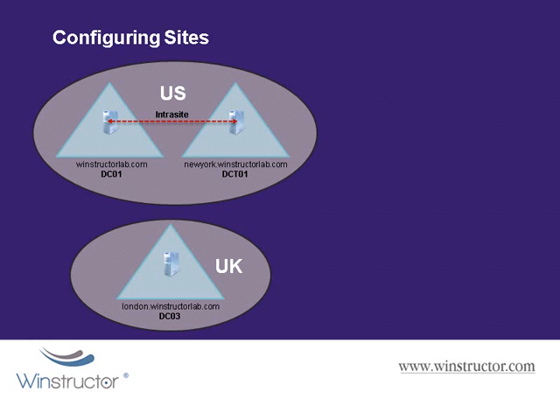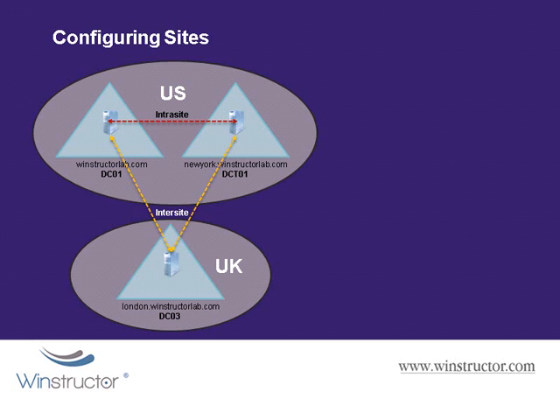So when DC01 and DCT01 replicate with each other, since they're in the same site, regardless of the fact that we have 2 domains here, like I said, domains are irrelevant, we'll be performing intra-site replication, as these 2 will be replicating with each other within the same site boundary.